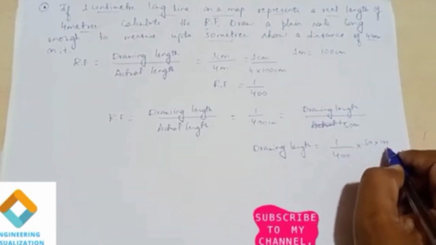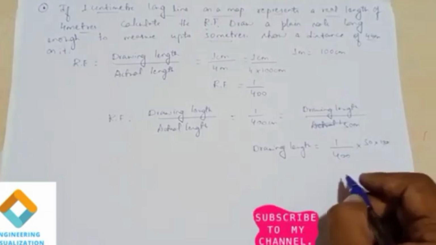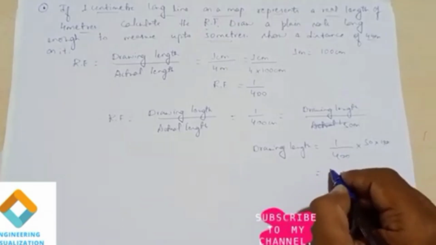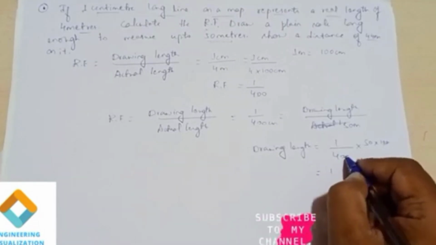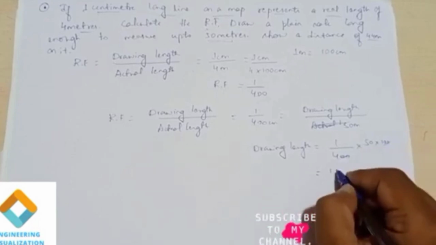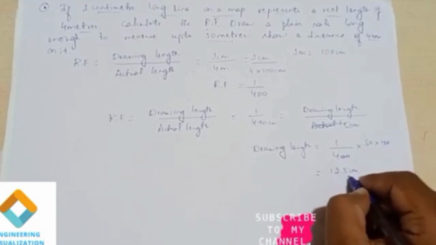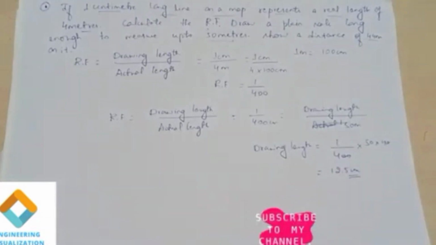So 50 meters we can convert to 5000 centimeters. The double zeros get cancelled, and here we get a drawing length of 12.5 centimeters. This is the drawing length.